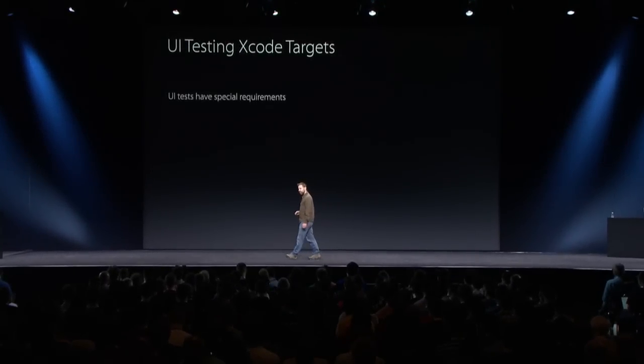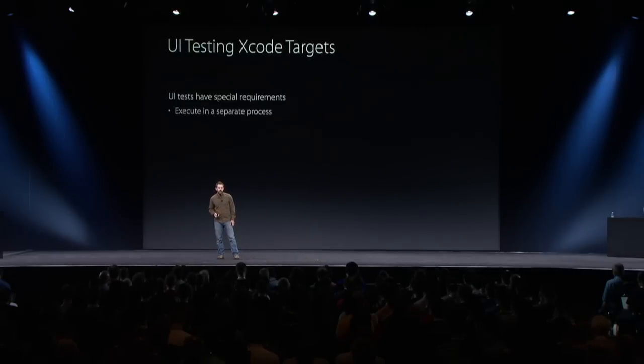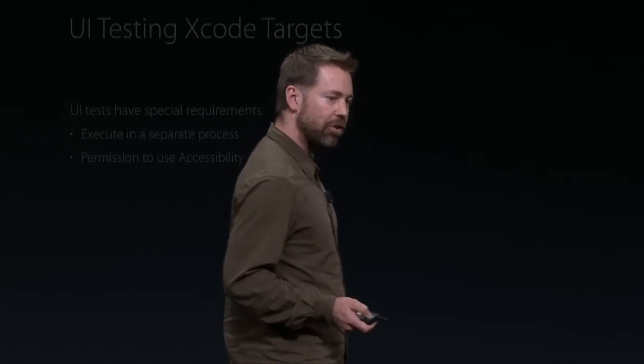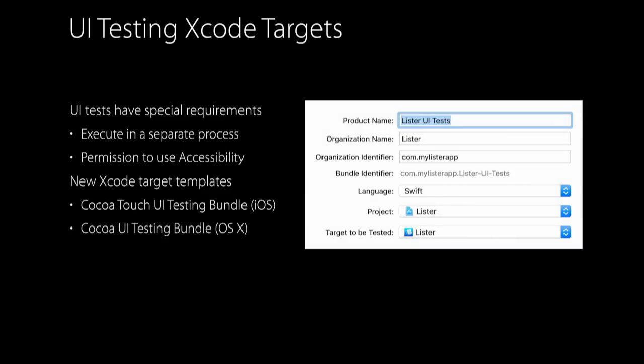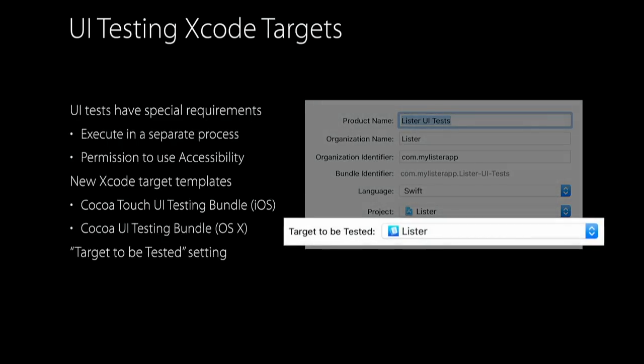So the Xcode testing targets support the special requirements that UI tests have. This includes executing in a separate process from the application that you're testing, and it also handles the permission to use accessibility and the privacy protection. These targets have new templates for both Cocoa and Cocoa Touch, and the assistant for these will set everything up just the way you need it to get started. There's a target to be tested setting for UI test bundles that identifies the application that you are testing.